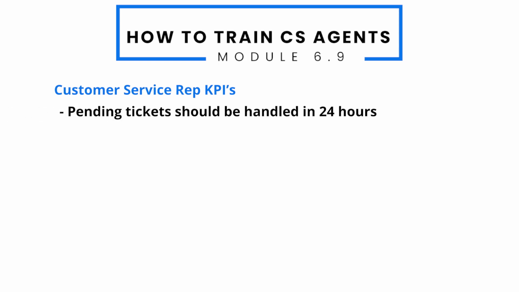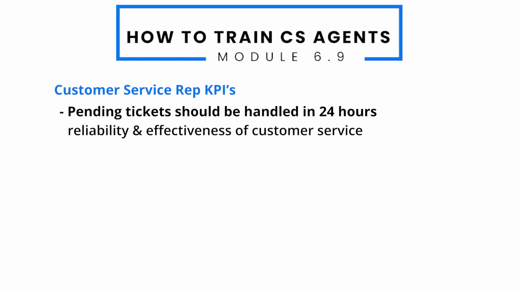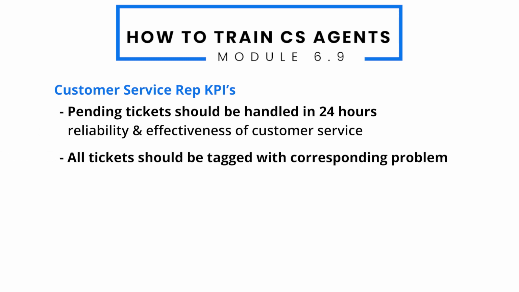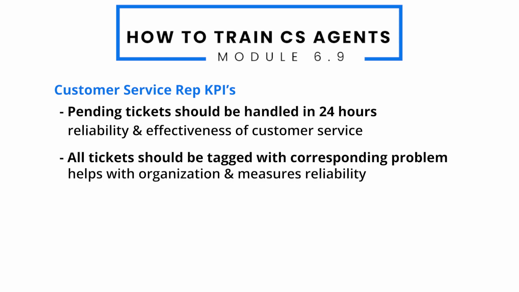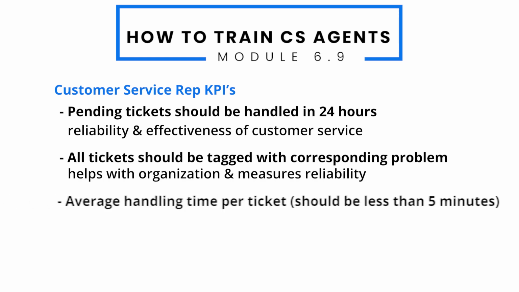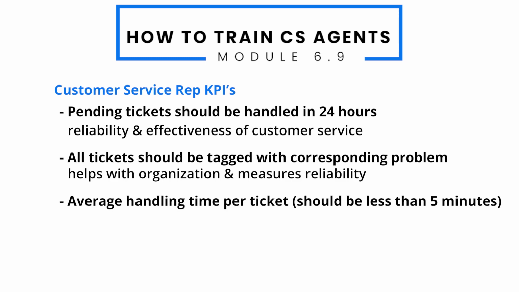Pending tickets should be handled within 24 hours. This is for reliability and effectiveness of customer service. All tickets should be tagged with tags that correspond to the type of problem being handled. This helps with organization and is also used to measure the reliability of our customer service agents. Average handling time per ticket, which is the average time spent on each ticket, and that should be less than 5 minutes.